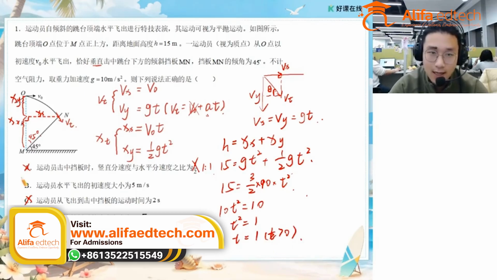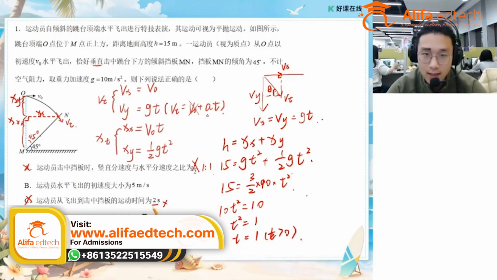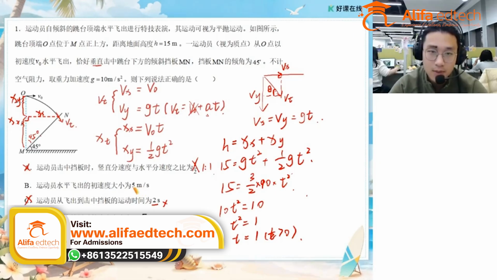Okay, so we've solved it. Option C is wrong because it's not 2 seconds, it's 1 second. Then for the initial horizontal velocity, we just plug it in, 10 times 1. Similarly, it's not 5 meters per second, it's 10 meters per second. Option B is also wrong.